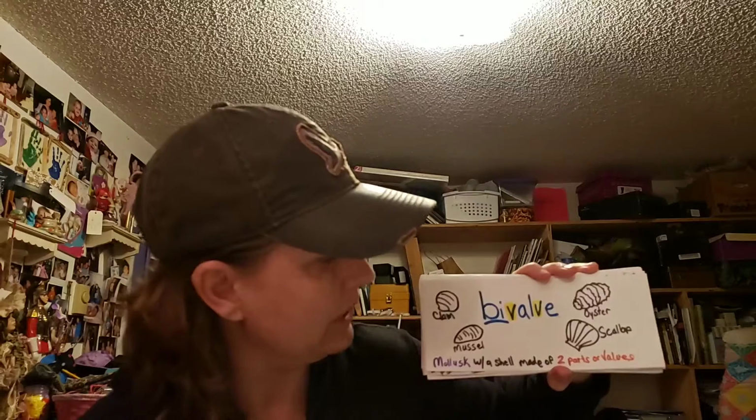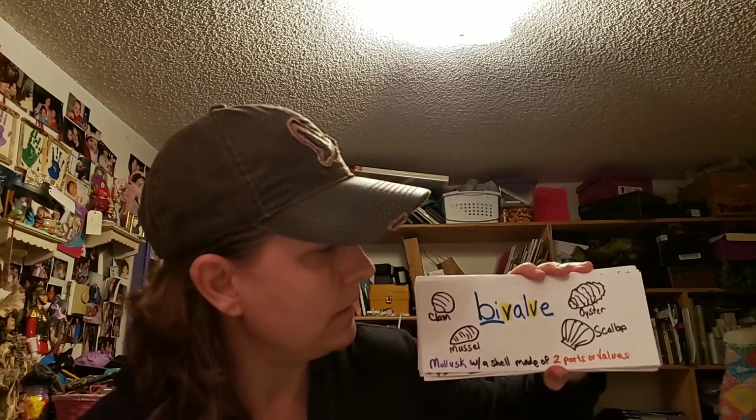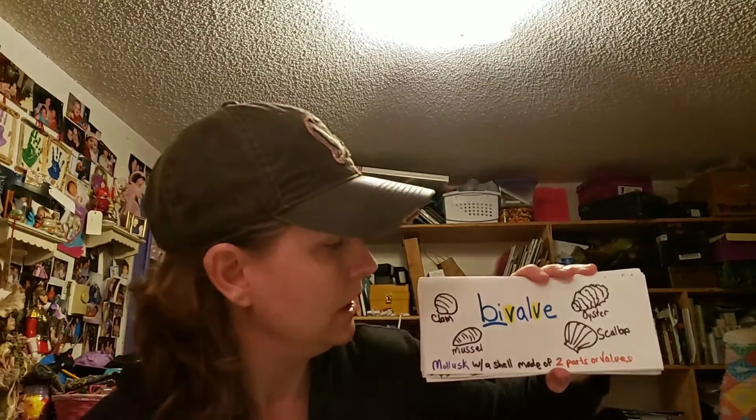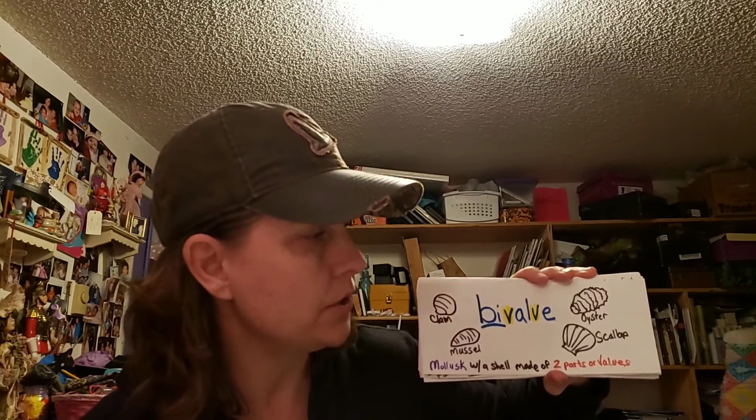Bivalve. 2 V's. They look like the clams. Bivalve. A mollusk with a shell made of 2 parts or valves. Clams, mussels, oysters, scallops.